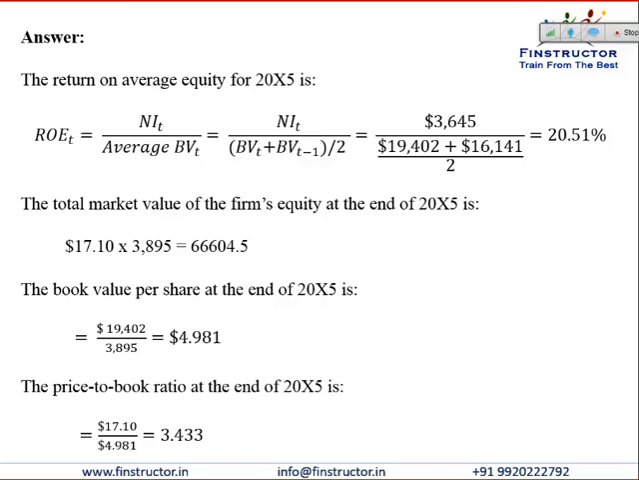So please verify. The return on average equity will come out to be 20.51%. The market value will come out to be 66604. Book value per share would be about $5. And the price to book ratio would be 17.1 divided by 5, that is approximately 3.433.